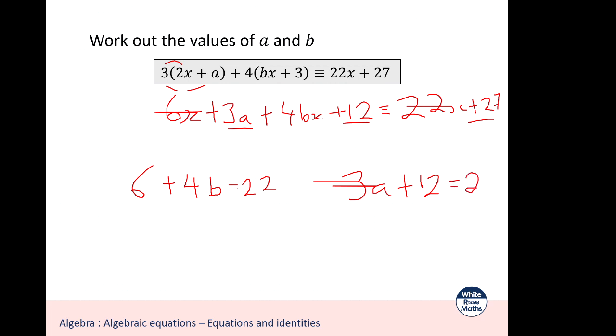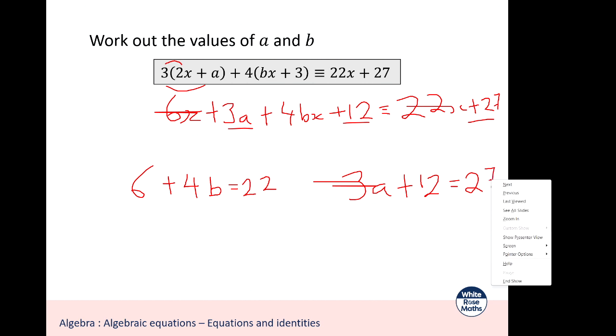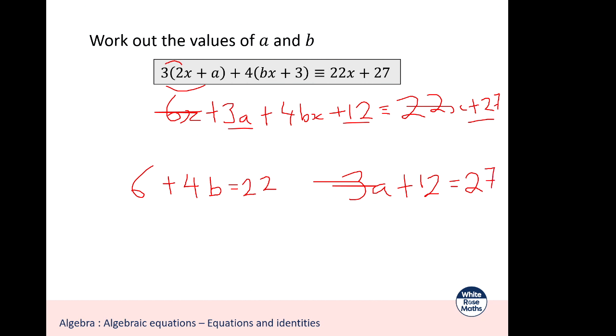So I expanded the bracket out, step one. I'm now comparing, firstly, the coefficient of x, so I get 6 plus 4b equals 22. Yes, I can say that again. So step one, I expanded the bracket out. I did 3 times 2x, which I got 6x. 3 times a, I got 3a. 4 times bx is going to be 4bx.